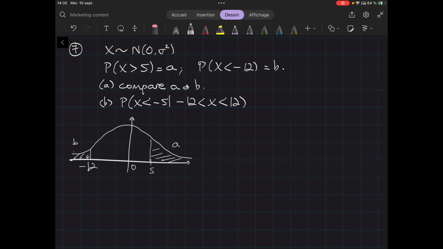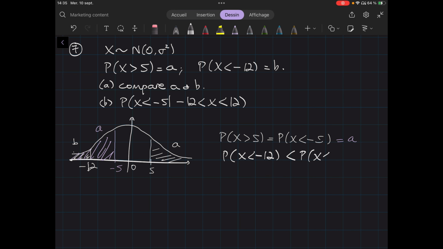Because of the symmetry of a normal distribution, we know that p of x greater than 5 is equal to p of x less than negative 5. And this entire area is also equal to a. From the sketch, we know that p of x less than negative 12 must be less than p of x less than negative 5. Therefore, b is less than a.